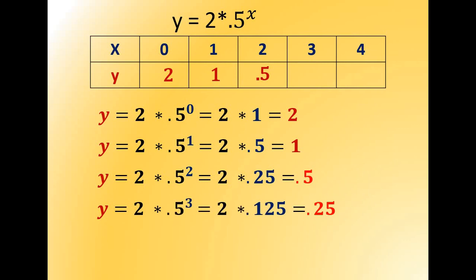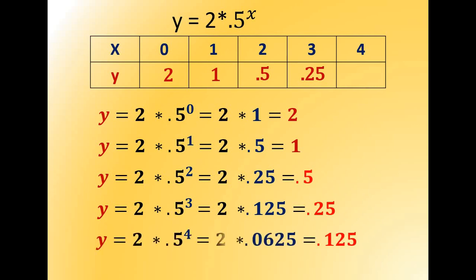And again, finish off those last two. I'm putting in the 3 for x. 0.5 to the third is 0.125, times 2 is 0.25, and in it goes. And last but not least, I'm putting in the 4. 0.5 to the fourth is 0.0625. I'd multiply that by 2, I get 0.125. Bam, I've just filled in that table. That's all there is to doing that. You just need to make sure that you're doing the exponent part first. Again, that's order of operations. And then multiplying each one of those by 2 here.